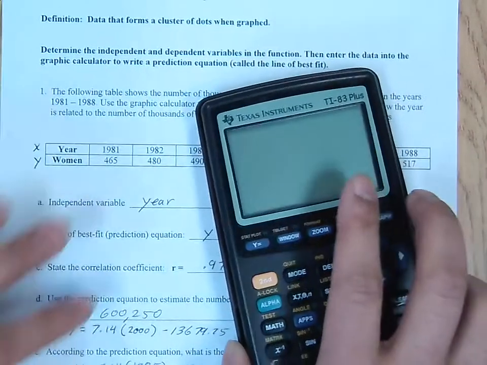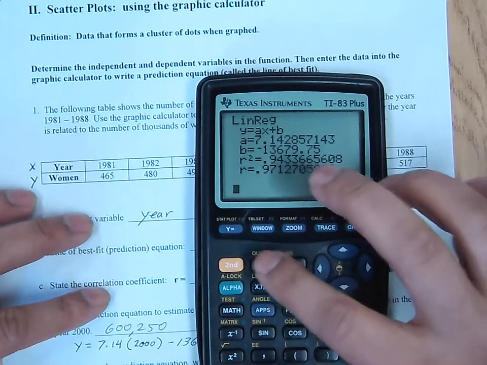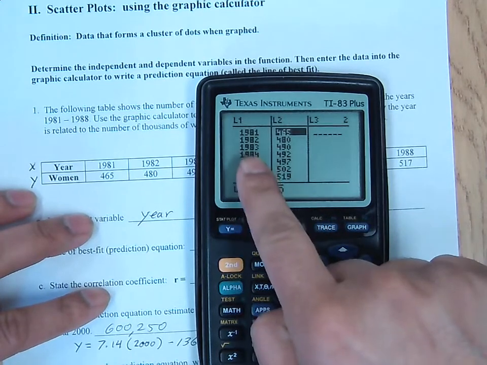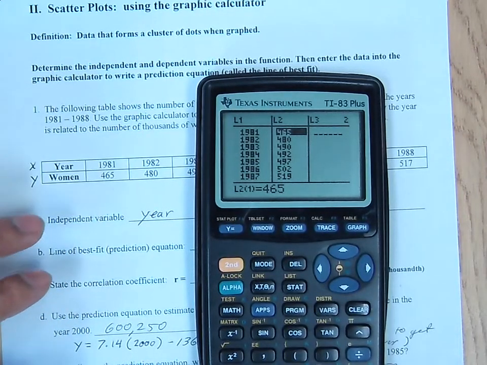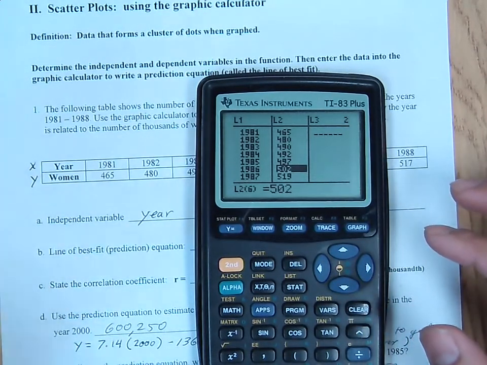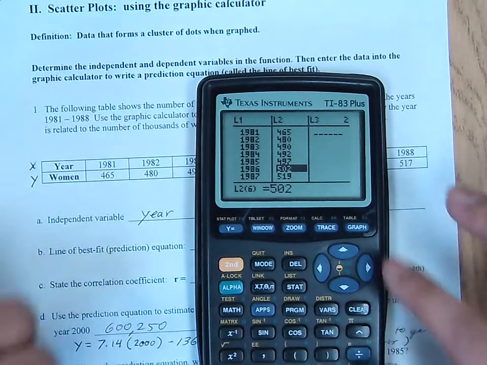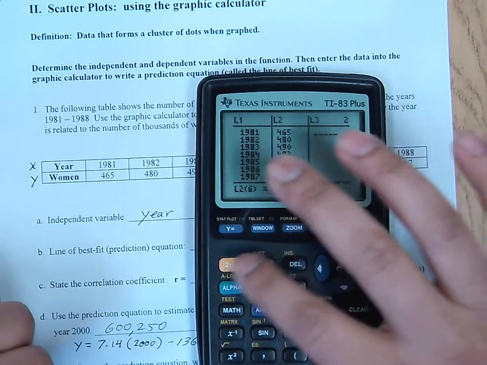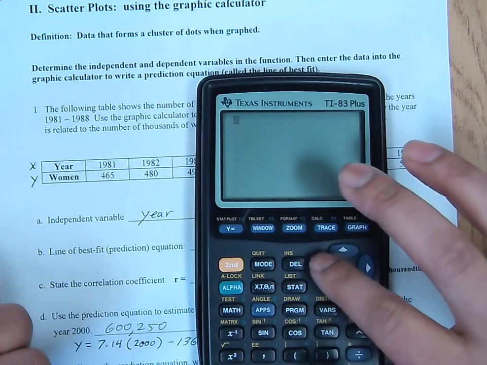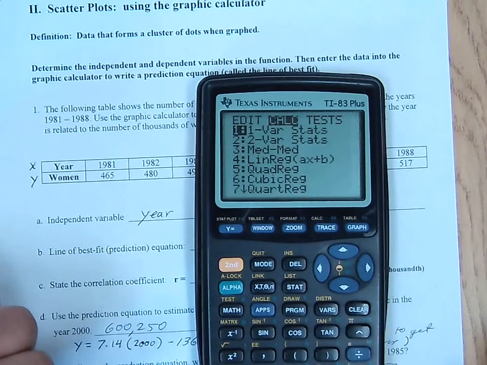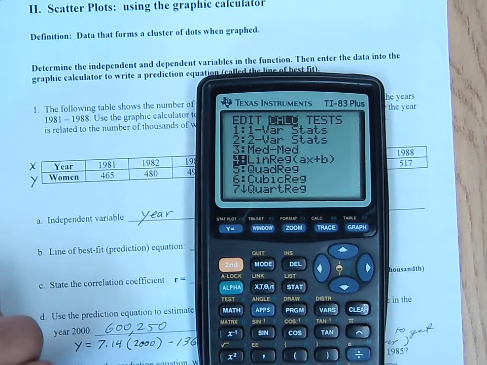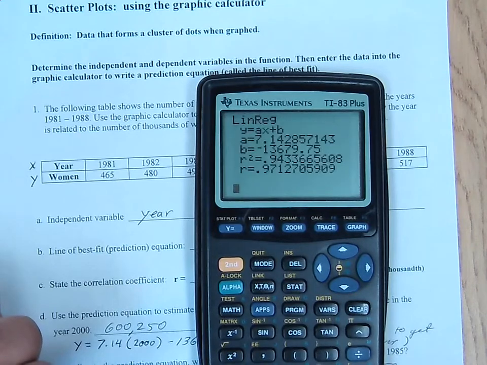If I go to stat right here and go to edit, I filled in all the information right there. Once you do that, you need to make sure your stat plot is on. I did that, followed all the steps on there. And the last thing that you do, second quit. Stat, then you go to calculate right there, and the fourth step down, which is right here, linear regression. You hit that, you enter it, and we get this.